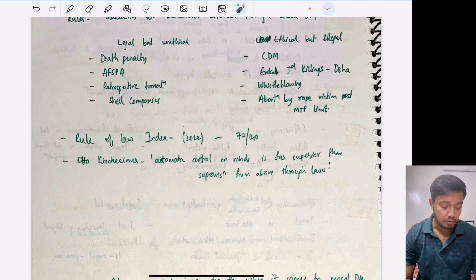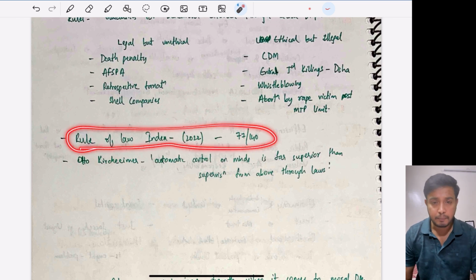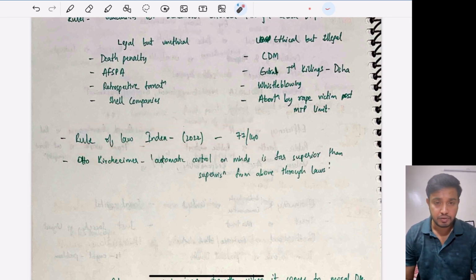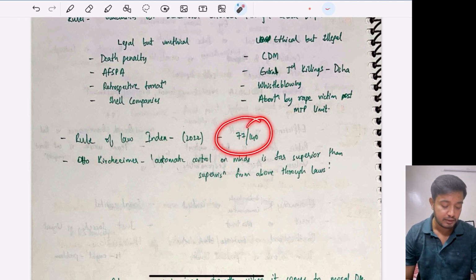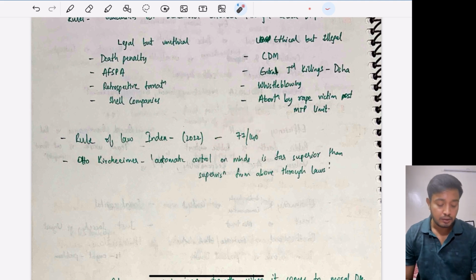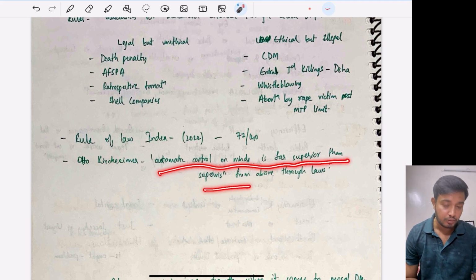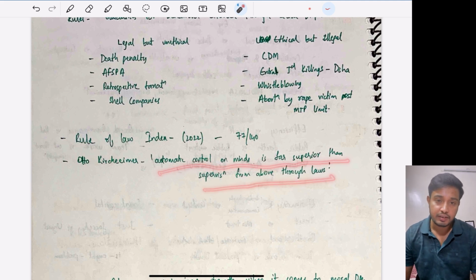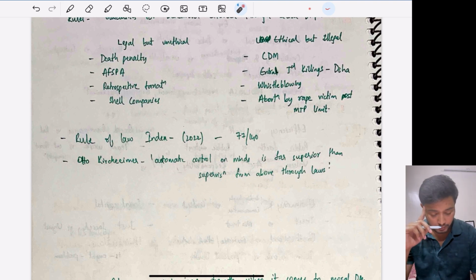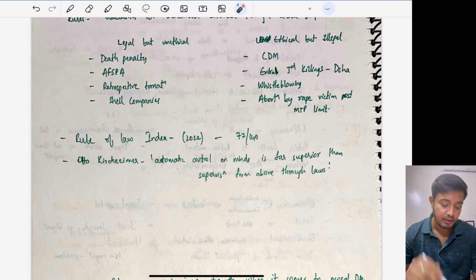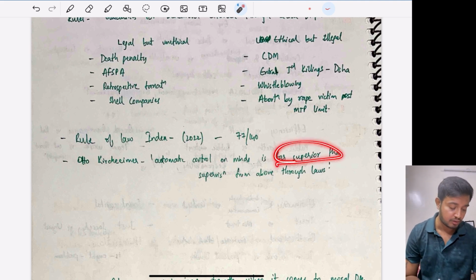You can use the rule of law index in any of the points or arguments which you are trying to say. For example, laws alone do not determine, because we have so many laws, but still India ranks a bit low. So such kind of things you can use. This is another quote, which says that automatic control on minds is far more superior than supervision from above through laws. Basically, it is trying to show that in each and every scenario, you cannot supervise people through laws. So automatic control on minds, that is, incorporation of ethics and values in minds, is much more superior. This is what this quote is talking about.